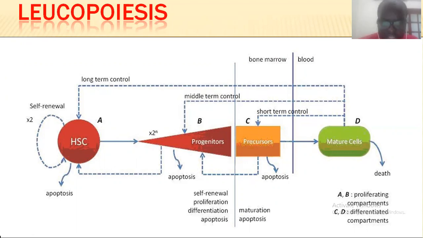Depending on the factors that are stimulating them, these progenitor cells will differentiate into precursor cells. These precursor cells are the committed cells, committed to becoming white blood cells. So they will differentiate into mature white blood cells. At each stage, there are factors stimulating these cells to differentiate and to undergo mitosis. As you start here, there is a lot of mitosis taking place to increase the number of cells that will mature into white blood cells. After a lot of mitosis, differentiation takes place, so that you have your mature white blood cells coming from the same hematopoietic stem cell.